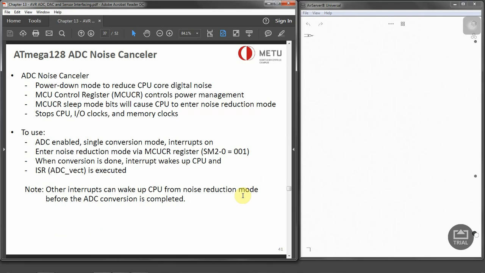So in ATmega or AVR, we have got the control registers that we can modify and update, and we can use them in sleep modes, and we can reduce the noise over there. So I hope these are clear. If you don't have any questions, please do not hesitate to ask me during the question and answer session.